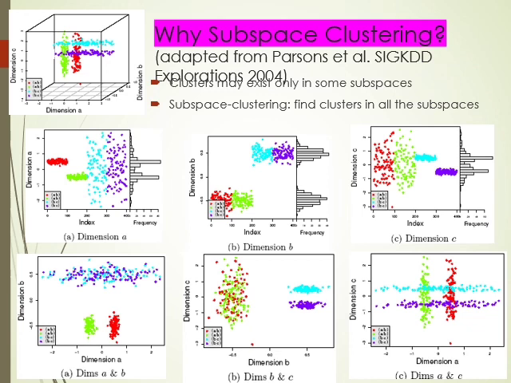So subspace clustering, as you can see, was adapted from Parsons. Clusters may exist only in some subspaces. We need to find the right subspace and not each and every subspace. So this is dimension A, dimension B, dimension C. You can see 3 dimensions, but here we are combining dimensions A and B, here B and C, and here A and C. So these two have been combined here, these two have been combined here, and the first and third one have been combined here.